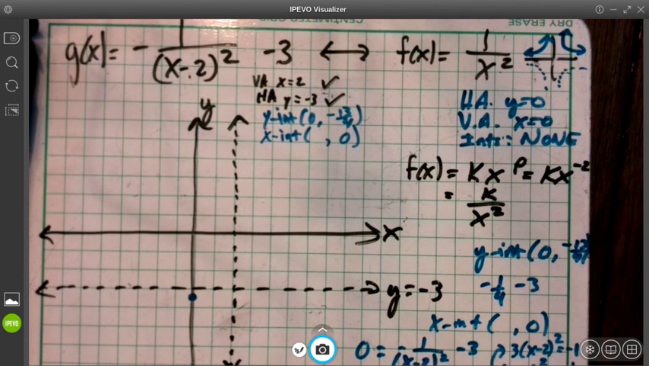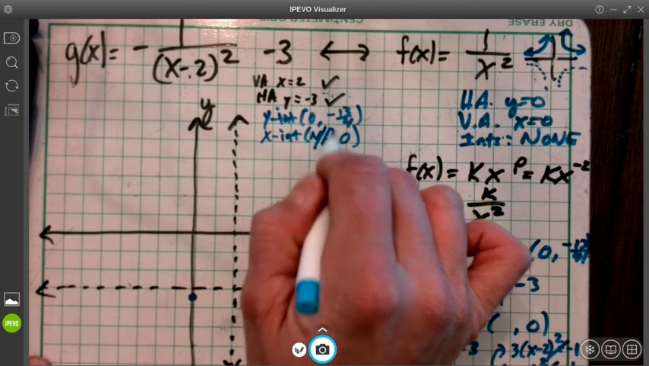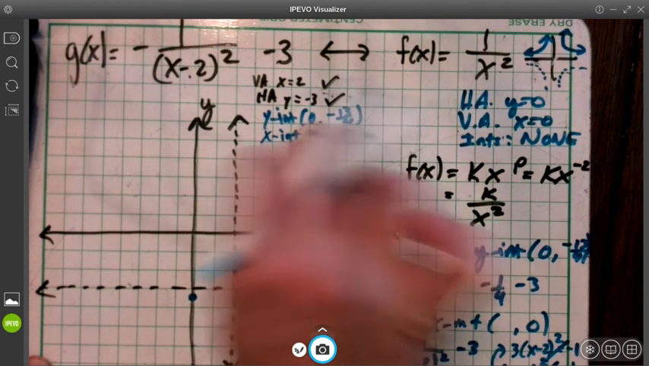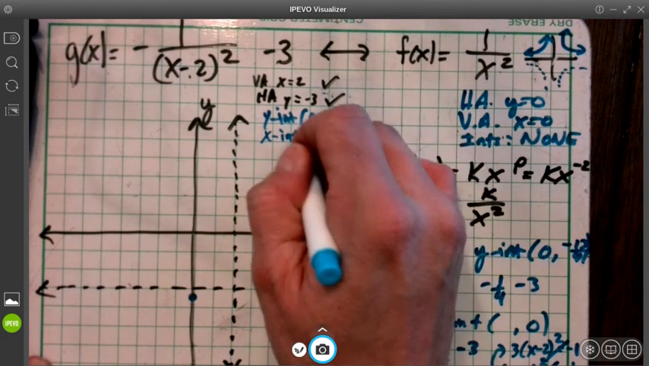Something squared is equal to a negative? What? That doesn't happen. You can't square something in the real number system and get a negative back. So that's not true. So I don't have any x-intercepts. So awesome. There are none. Let me erase that. X-intercepts? None. Which is phenomenal.